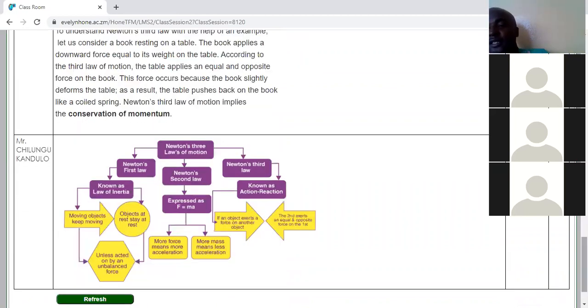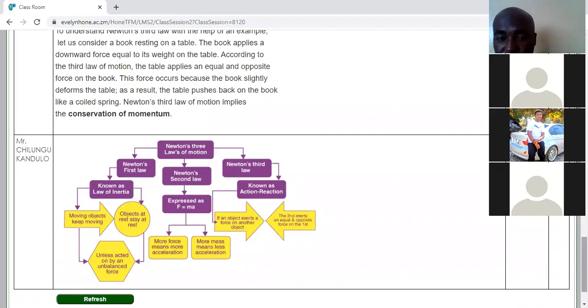The last one, as we said, is the law of action and reaction. Moffat, yes. Yes, sir. So you said that if the forces acting on an object are balanced, that means there is no acceleration. But earlier on, you gave us an example of a body moving at 10 meters per second. The kinetic friction is 90 Newton. The applied force is 90 Newton. What is its final velocity?